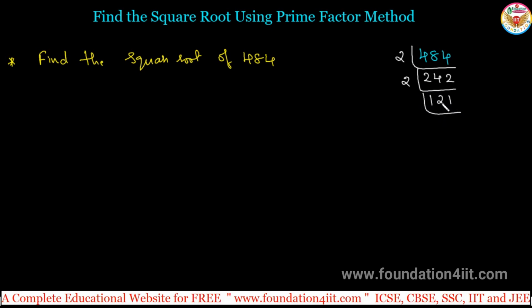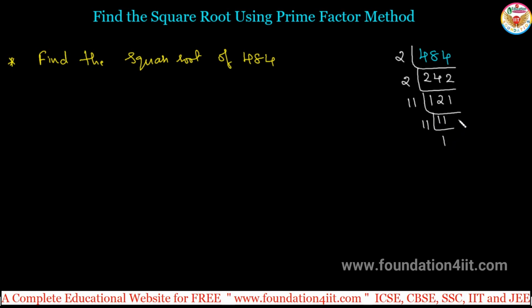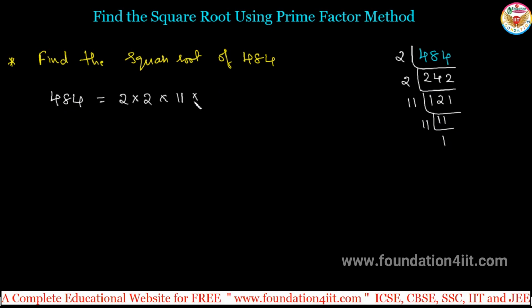The next prime number is 5. It's not divisible by 5 because of the units place. We already know the divisibility rules for checking primes, right? 121 is not divisible by 7 either, followed by the next, 11. So 11 into 11 is 121. Finally, 484 we can write as 2 into 2 into 11 into 11.